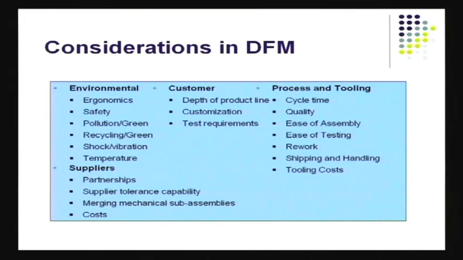What are some of the considerations in DFM? There are obviously the environmental considerations. That is definitely very much there. You got to worry about pollution. You got to worry about green manufacturing conditions. You got to make sure you do a certain amount of recycling, shock, vibration, temperature. These have to be looked at. They are environmental factors that you got to look at. You got to also look at suppliers and their capabilities, and perhaps you'll have some partnerships with your part suppliers and your major assemblers, for example, those who produce these sub-assemblies.